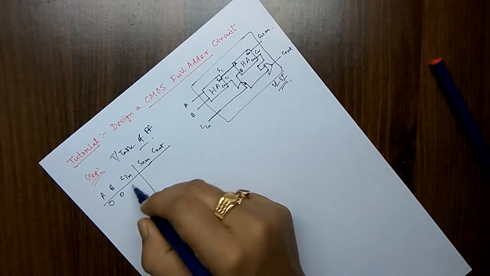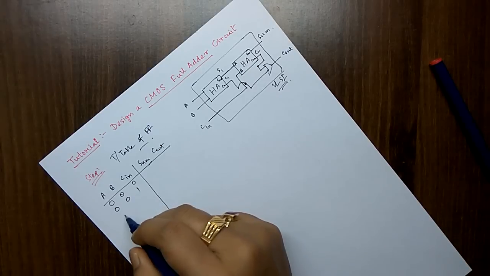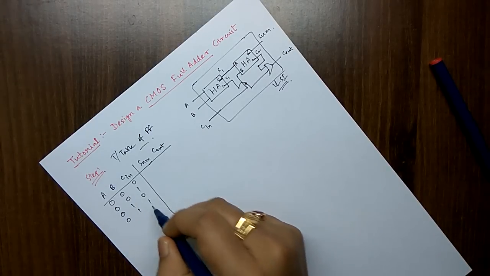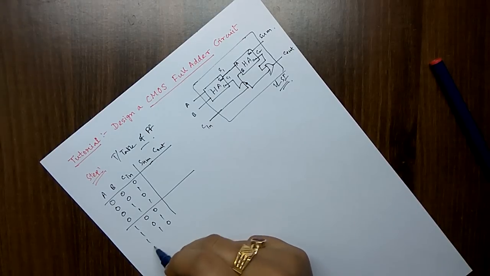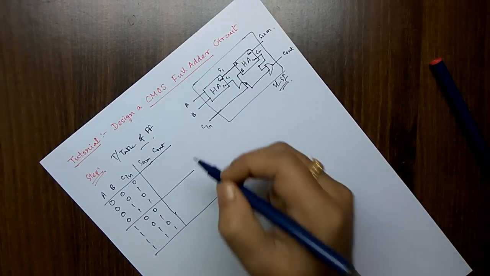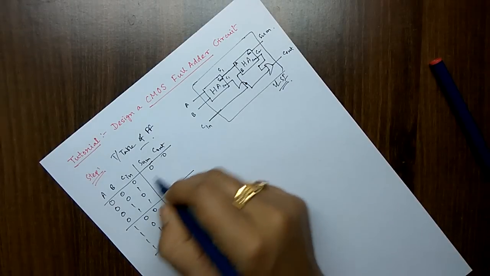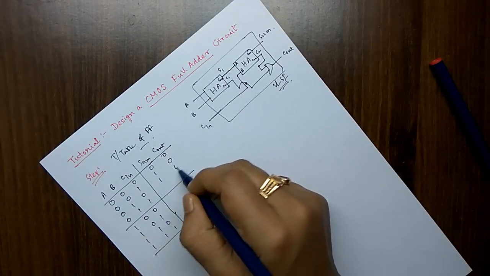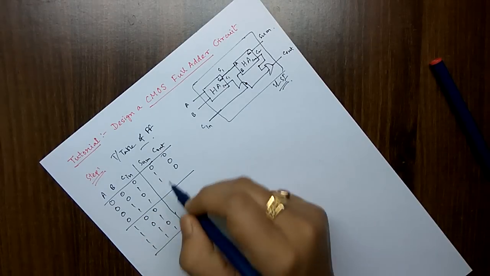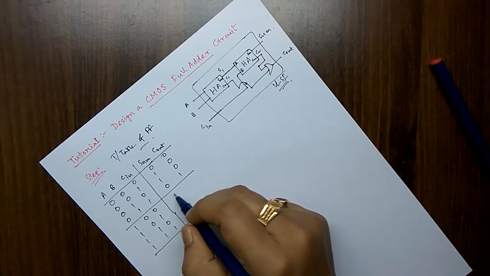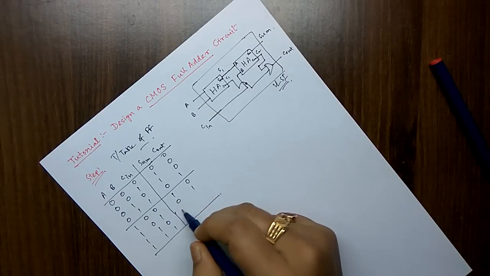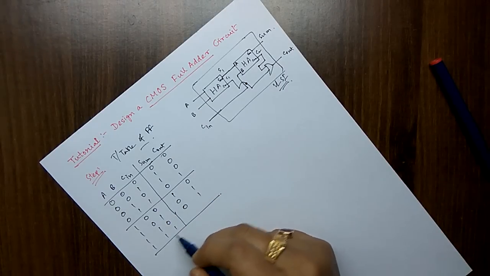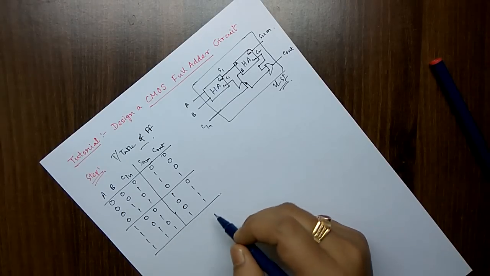Total 8 combinations. So 0 0 0, 0 0 1, 0 1 0, 0 1 1 and so on up to 1 1 1. So quickly see this, sum 1, and for here it is sum 0, carry 1. Similarly here it is sum 1. But for these 3 cases, as all these 3 are 1, so sum 1, carry 1.